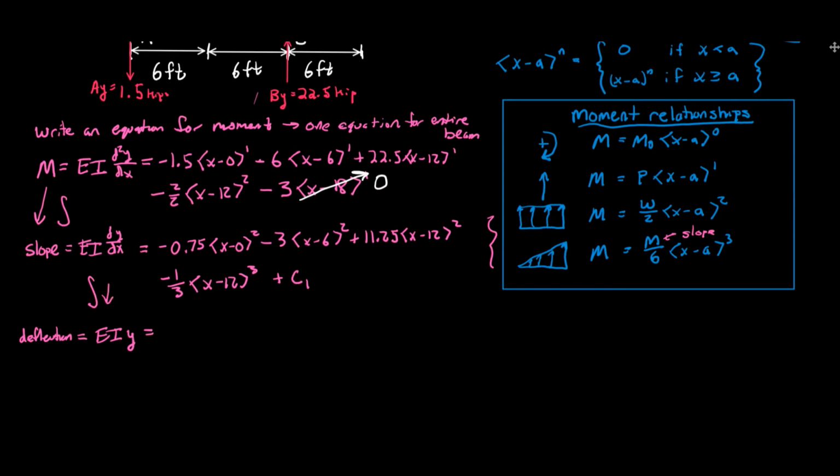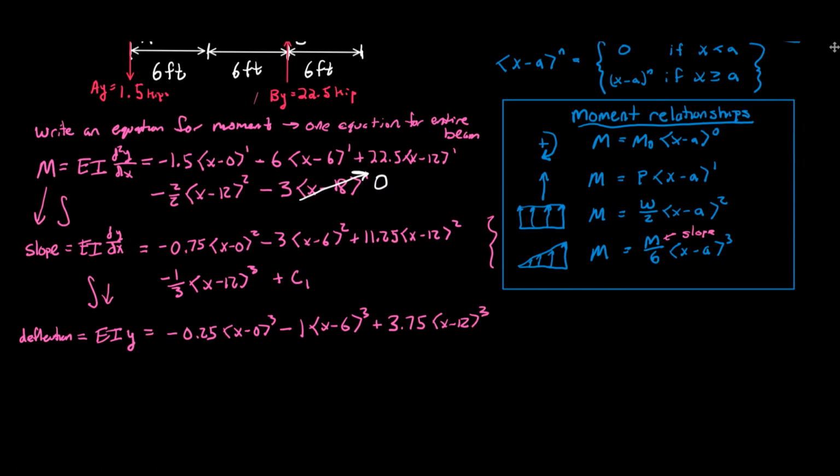So let's just do this last part out. We have a second power here, so we're going to go up to the third power. Negative 0.75 divided by 3 is going to be negative 0.25 times (x minus 0) to the third power. Let's finish this off, and then we integrate this again. So that's going to be minus 1 times (x minus 6) to the third power. And then this is going to be plus 11.25 divided by 3, so that's going to be 3.75 times (x minus 12) to the third power.